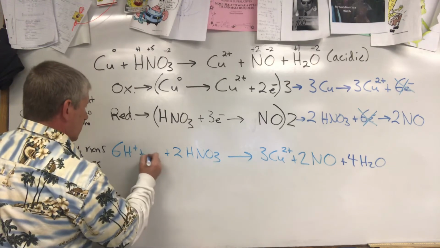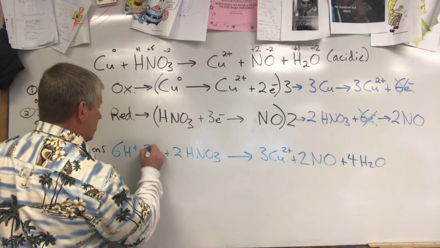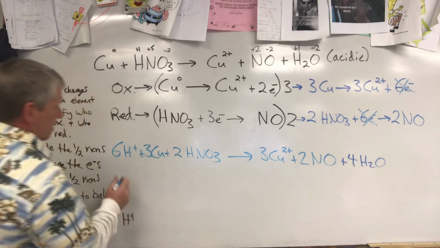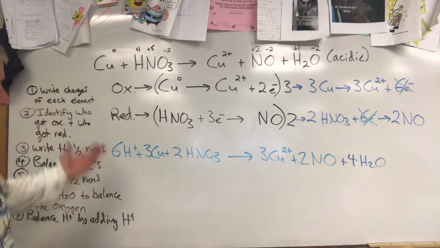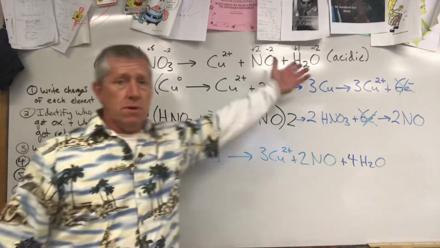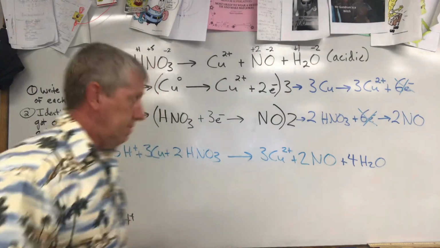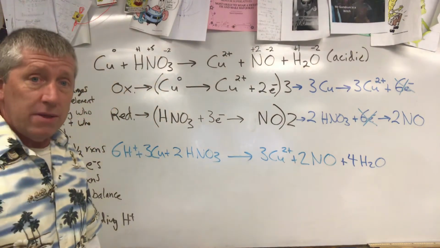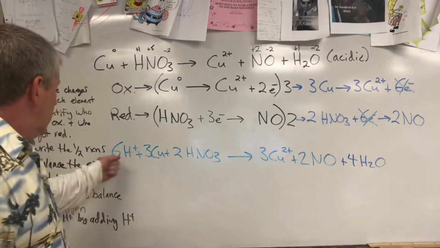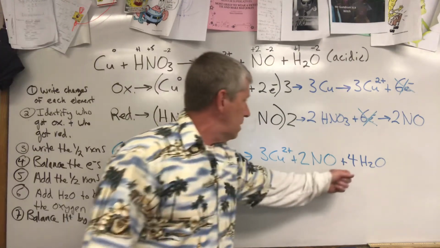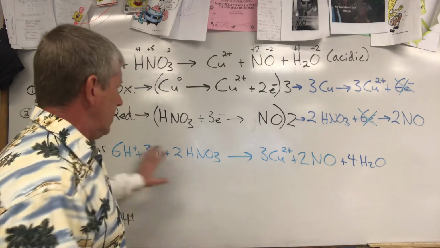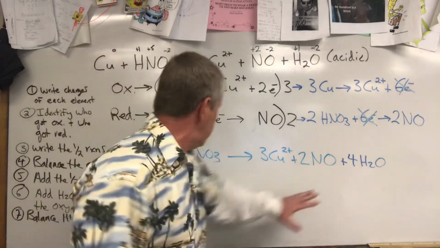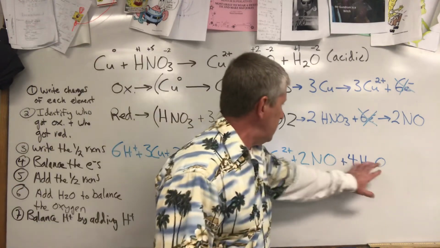Now that was copper. I had 3 coppers here. I just erased it to make room. So squeeze that in there. Okay, I just added hydrogen. I can do that because in an acidic solution, hydrogens are there. Throw them in. We should be done. Finally, it should be done. Oh my God, this took forever. 6 plus 2 is 8. 3 coppers, 3 coppers. 2 nitrogens, 2 nitrogens. 6, 2, 6. We are done.